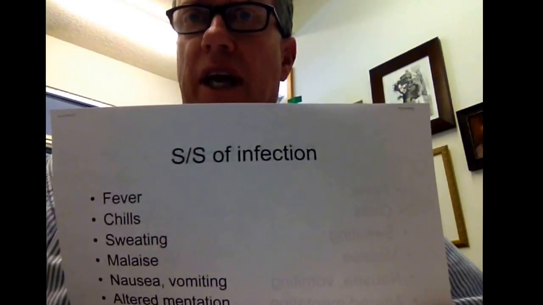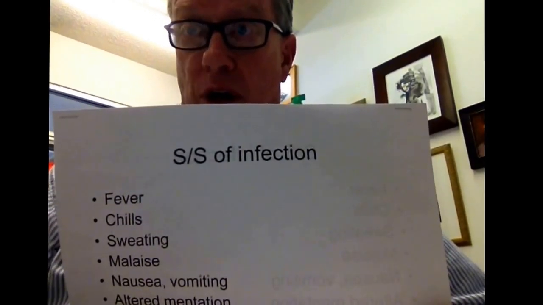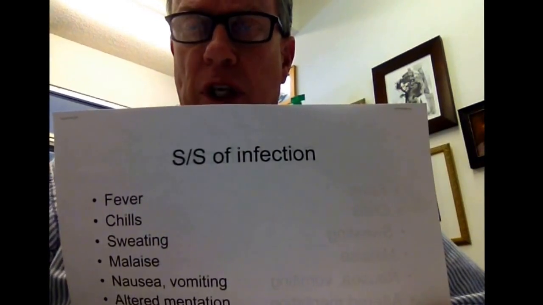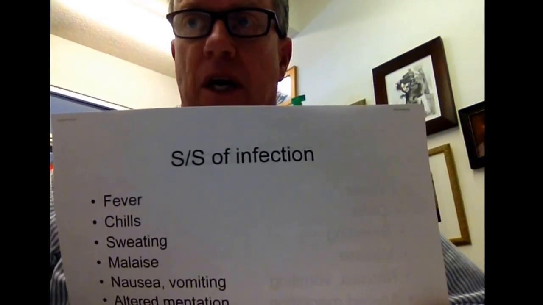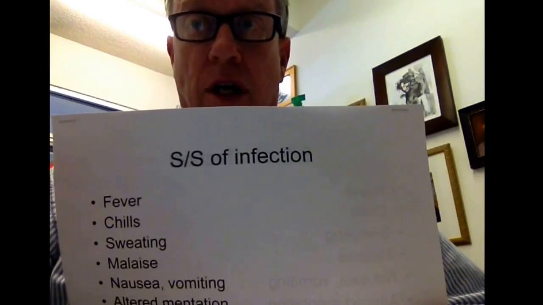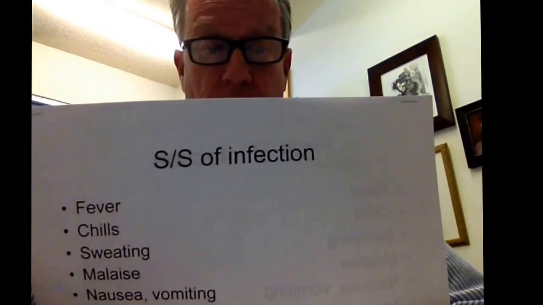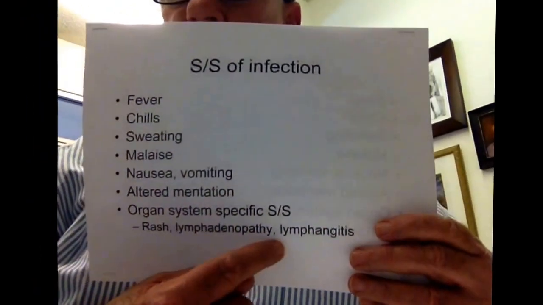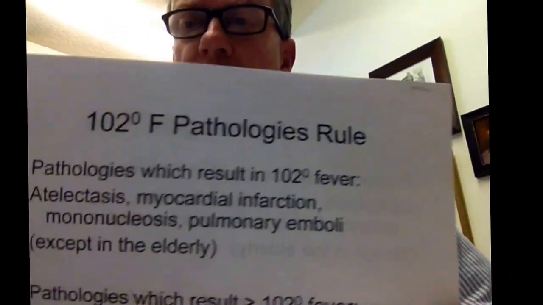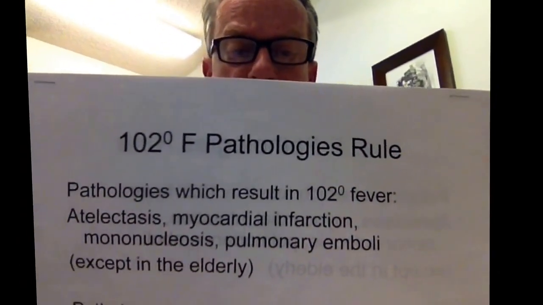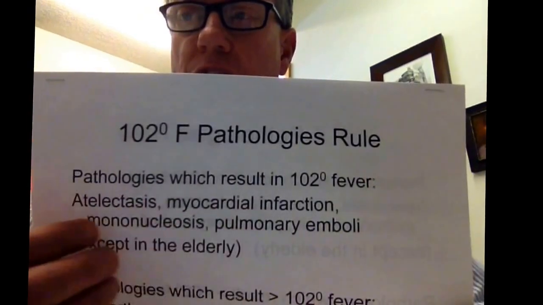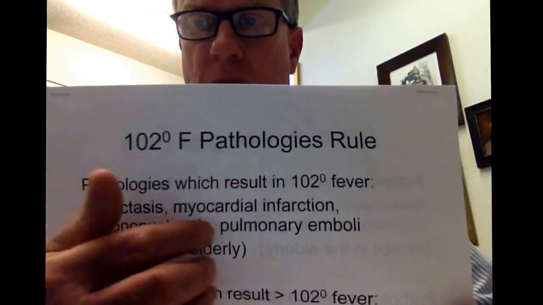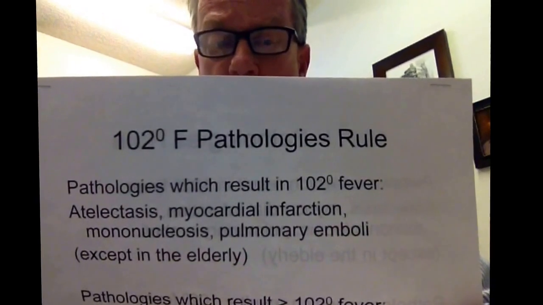They have less capacity to respond with fever, and the first indication that they have an infection may be that they're not thinking or talking or moving effectively, efficiently. And then the signs and symptoms will be sometimes specific to the organ system that's involved. I mentioned in class about the magic line of 102 degrees. You can see here the pathologies that will never have a temperature that's above 102.